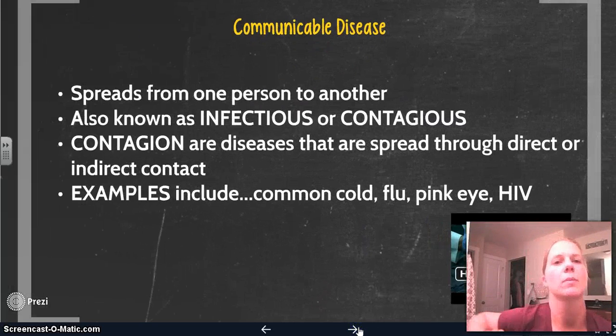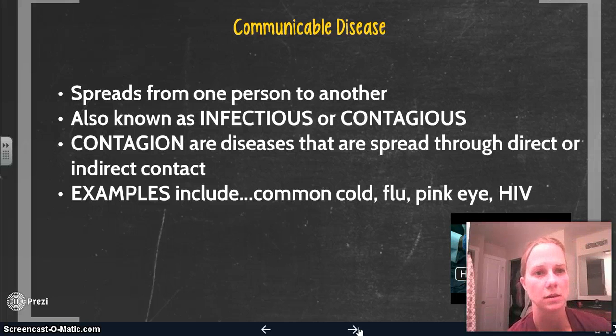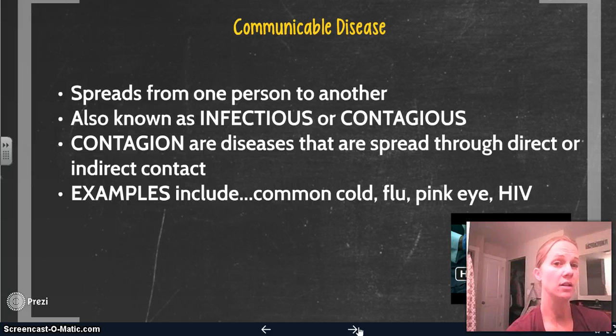Alright, so the first thing we want to talk about is communicable diseases. So these are diseases that are going to spread from one person to another. They're known as infectious or contagious. A contagion is a type of disease that can be spread through direct or indirect contact. Some examples would be the common cold, the flu, pink eye, HIV.